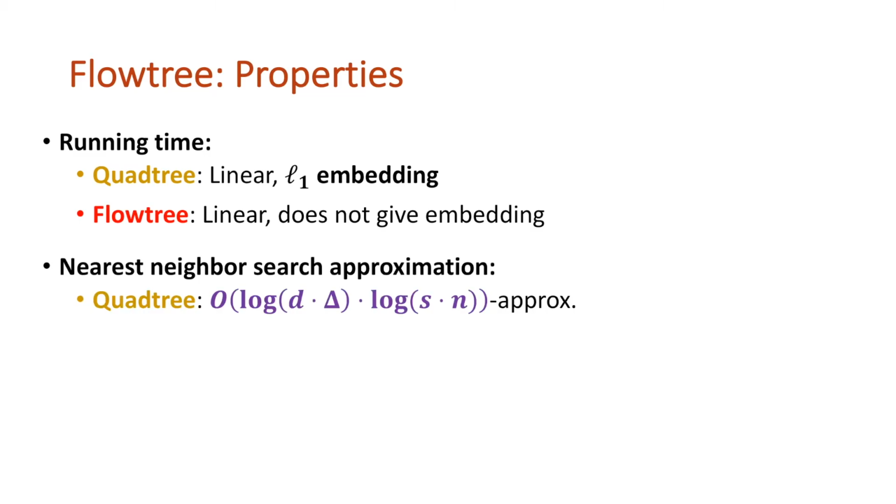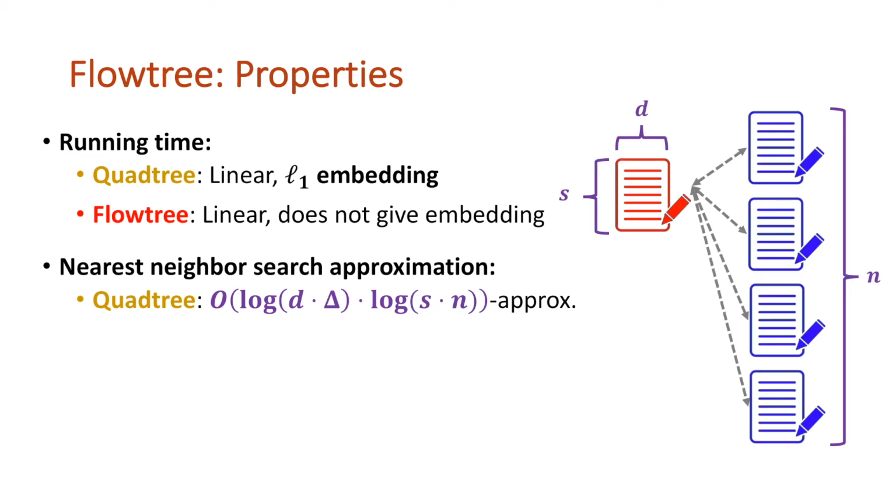In terms of the approximation factor for nearest neighbor search, quadtree depends logarithmically on those four parameters, d, delta, s, and n. Let's recall what they are. So n is the number of documents in your dataset, s is the maximum number of words in a document in your dataset, and d is the dimension of the word embeddings. And delta is the side length of the hypercube at the top of the quadtree. As you can see here, the problematic parameter is n, because the number of words in the document s and the dimension of the word embeddings d are usually not more than a few hundreds, while the number of documents in your dataset n can be much, much larger.